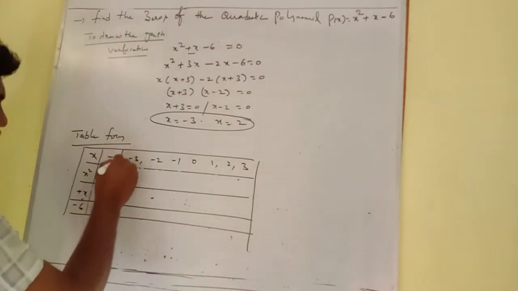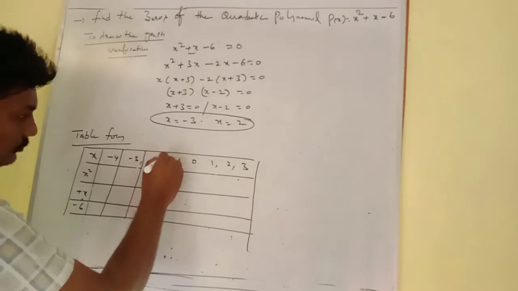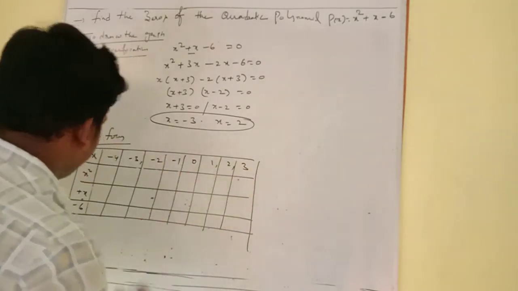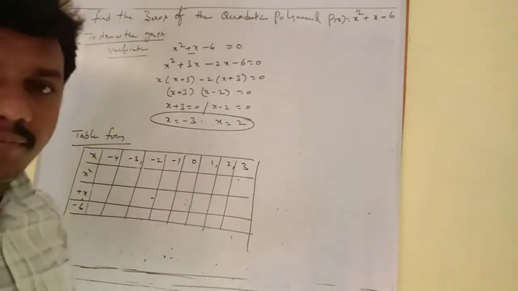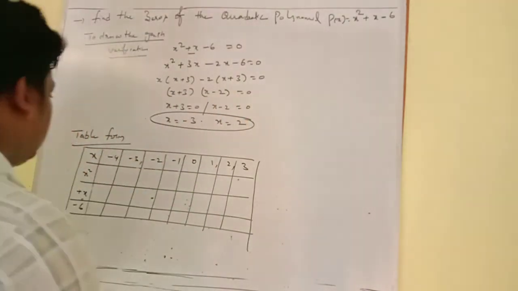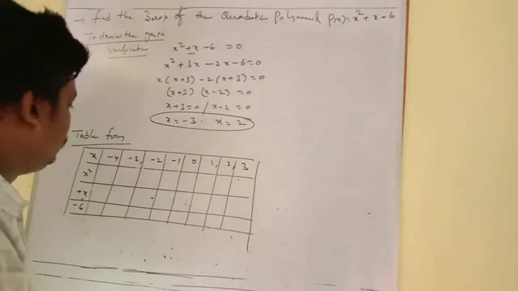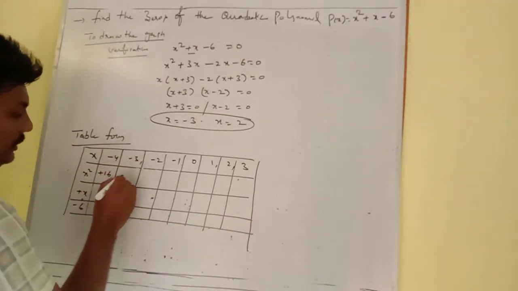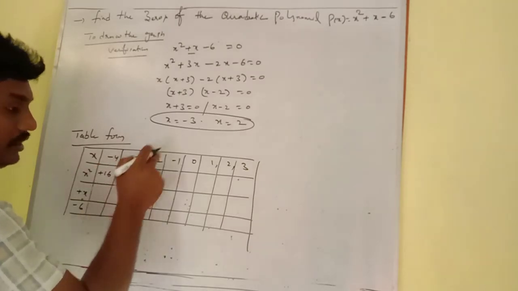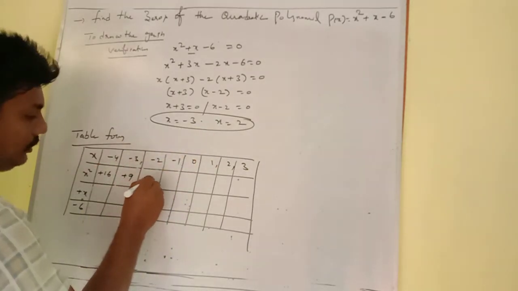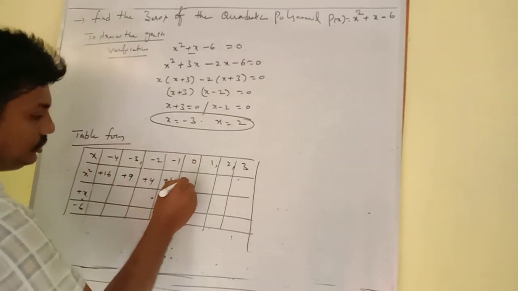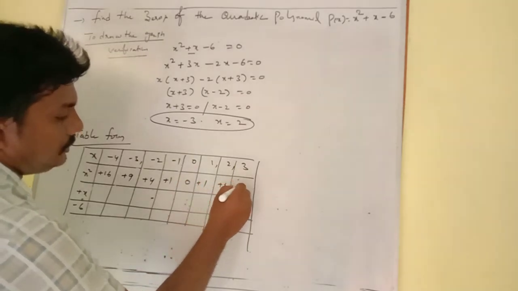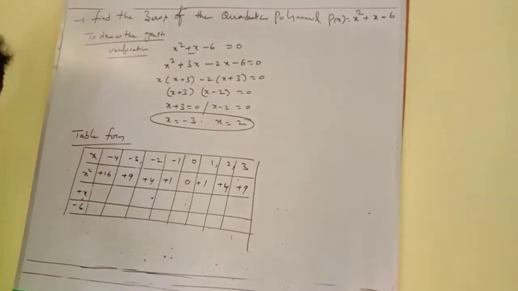Now, what is the x square value? X square means, this is minus 4 into minus 4 becomes plus 16. This is minus 3, plus 9. This is minus 2 into minus 2, plus 4. This is plus 1. This is 0. And this is plus 1, plus 4, plus 9. So this is the x square column.